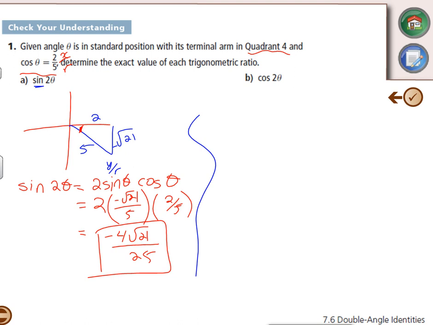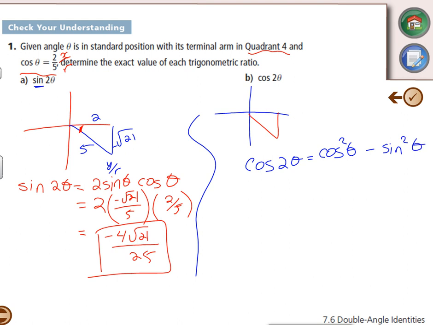Cos of 2 theta. Again, same process. Okay, we know we're talking about the same triangle there. So we're just using the other formula. 2 theta is equal to, we could either use cos squared theta minus sine squared theta, or looking down a little bit further on your formula sheet, we could use 2 cos squared theta minus 1, or we could be using 1 minus 2 sine squared theta.